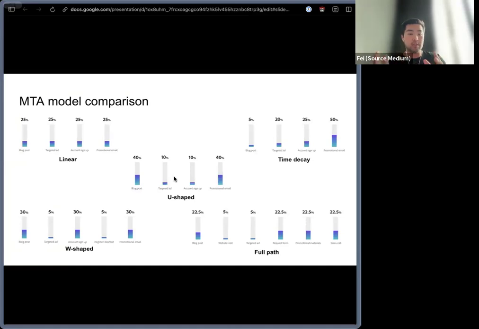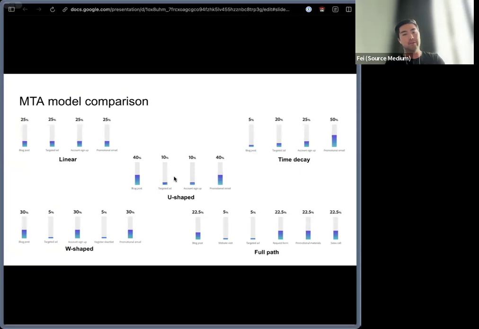And W-shaped is a little bit more nuanced. W-shaped is about giving credit to the first touch and then giving credit to the lead capture moment, which is going to be somewhere in the middle of the funnel, or it could be in the beginning. And then again, giving the most credit towards the end of the purchase funnel.